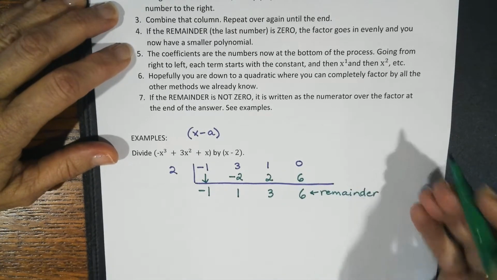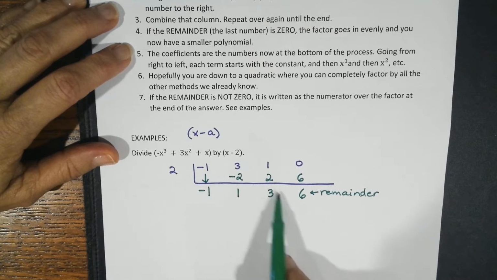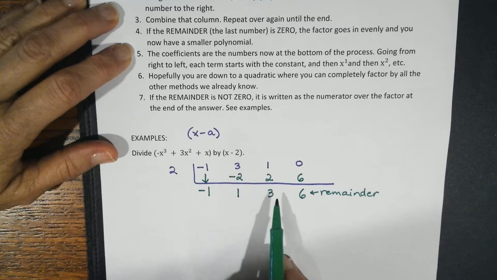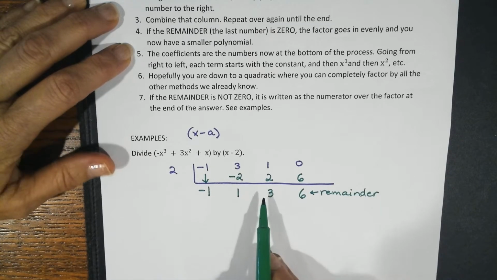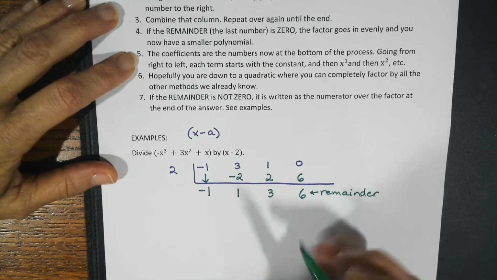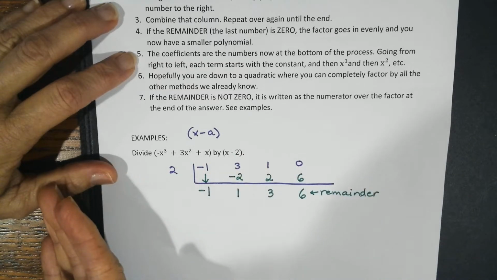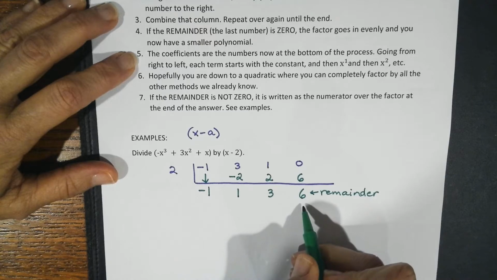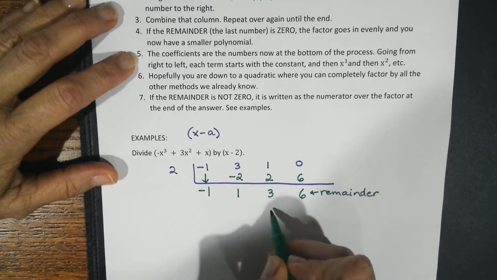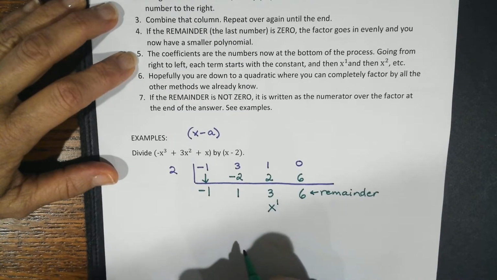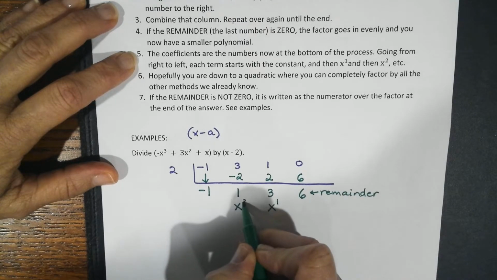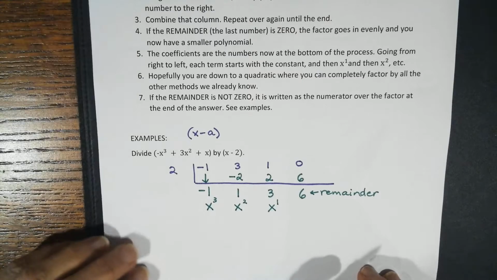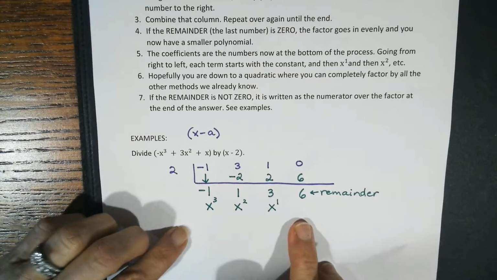Okay. And these are the coefficients of the smaller polynomial. So this would be like at the top of our division. And here's how it goes. Starting from right to left, each term starts with a constant. So this is like x to the 0. That's our remainder. This is our x to the 1 term. This is our x to the 2 term. This is our x to the 3 term. And so what you're going to do is write this answer like this.